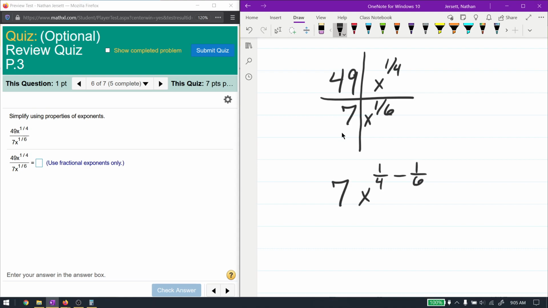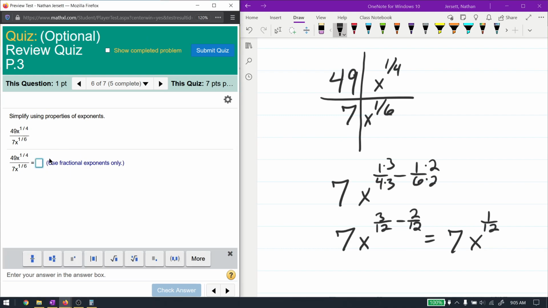These are fractions. We can combine fractions by making them have like denominators. Multiply 4 by 3 and 6 by 2. That'll give me 12. 3 over 12 minus 2 over 12. I wrote 16 there, it's 12. And that gives me 1 over 12, or in other words, the 12th root of x. But we don't need to worry about that. It says use fractional exponents only, so the 1 over 12 is fine. x to the power of 1 over 12.